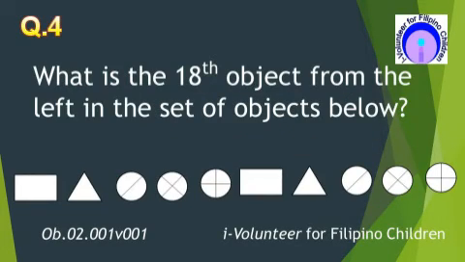Question number 4. What is the 18th object from the left in the set of objects below? The answer is the first circle.